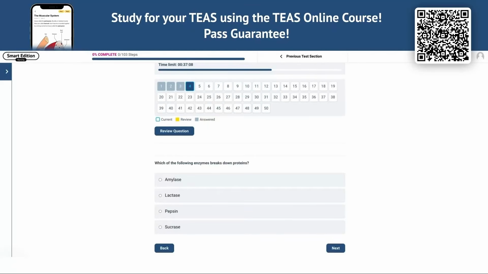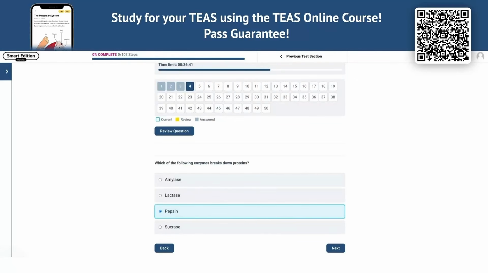So in this case, the correct answer is C, pepsin. So the reason that pepsin is the correct answer is because pepsin is an enzyme that specifically helps break down proteins into smaller pieces, making it easier for the body to digest them. Pepsin is produced in the stomach, where it works best in the acidic environment to start protein digestion.